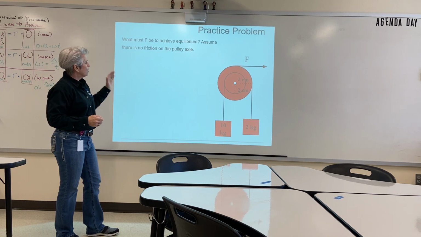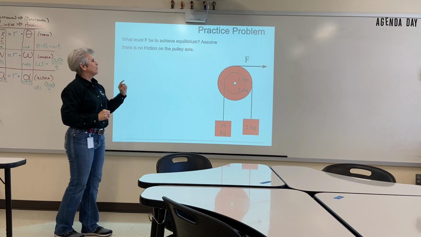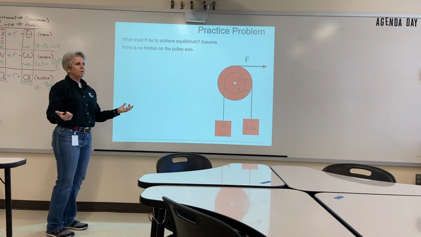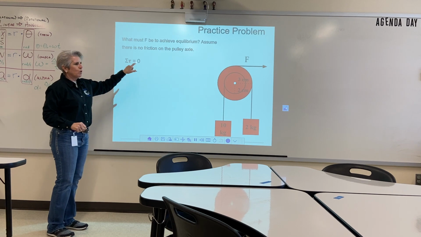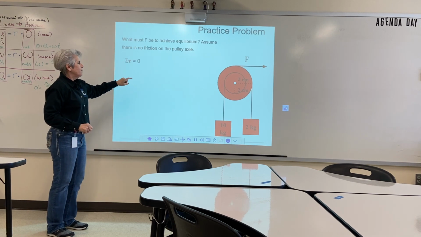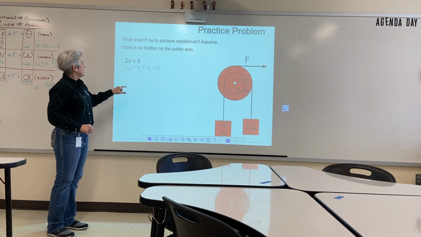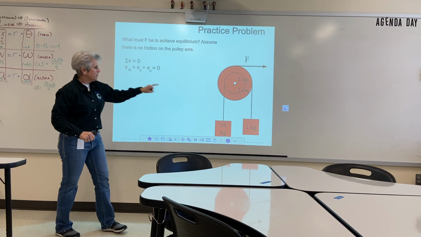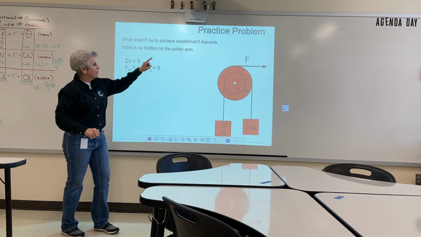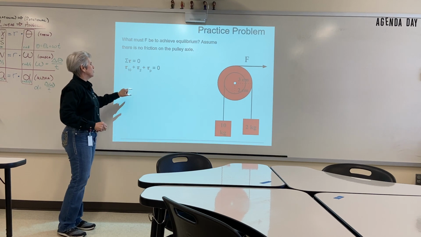But if we assume there's no friction on the axle and we include this extra force, how much force does that need? Remember, equilibrium means no net force, no net torque. So we want the net torque on the system to be 0. We have 3 different things that are going to provide torque. So we have the torque from the 10 kilogram, the torque from the 2 kilogram, and the torque from our pull, or the force. And we want to add these up and make them equal 0.